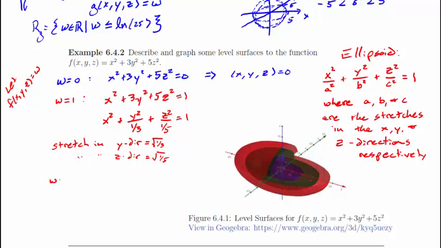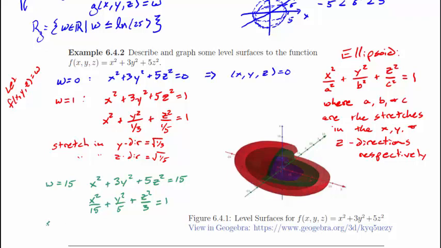Now, if we let w equal, let's go with 15. I'm doing that because it's a multiple of 3 and 5 both. Let's change our colors here. Green. So if w equals 15, we get x squared plus 3y squared plus 5z squared equals 15. I'll divide the 15 over to the other side to start getting it into the form x squared over a squared plus y squared over b squared plus z squared over c squared equals 1. So divide by 15 on both sides. I get x squared over 15 plus y squared over 5 plus z squared over 3 equals 1.